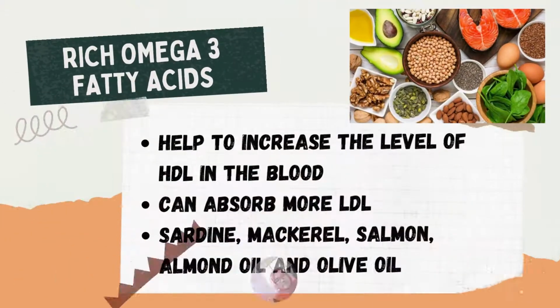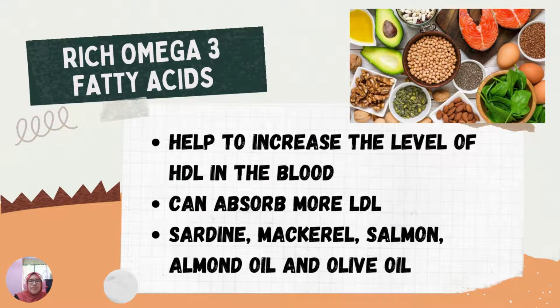The second diet is a rich omega-3 fatty acids diet. Omega-3 fatty acids can help to increase the level of HDL in the blood, so the HDL can absorb more LDL. Examples of omega-3 fatty acid foods are sardine, mackerel, salmon, almond oil, and also olive oil.